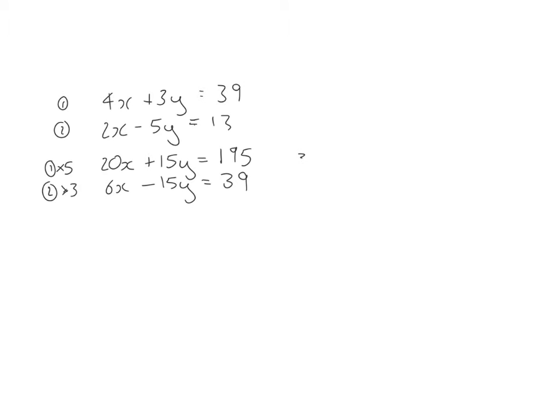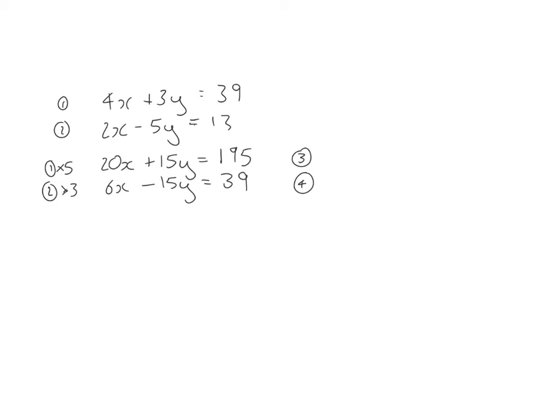Okay, so I'm going to now label this equation 3 and this equation 4. Now, here is the difference between this method and the other method, and this is the key thing that you need to pick up. I've got 20x plus 15y equals 195, and 6x minus 15y equals 39. That's not solved yet. It's fine as long as I now do a key step.